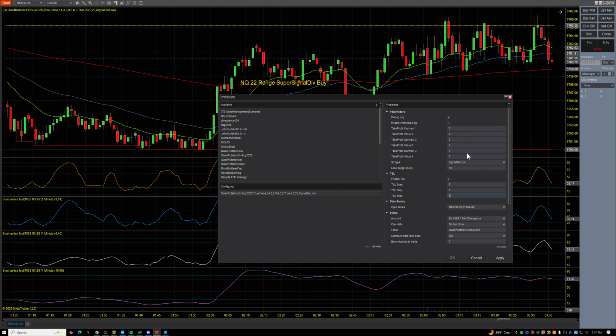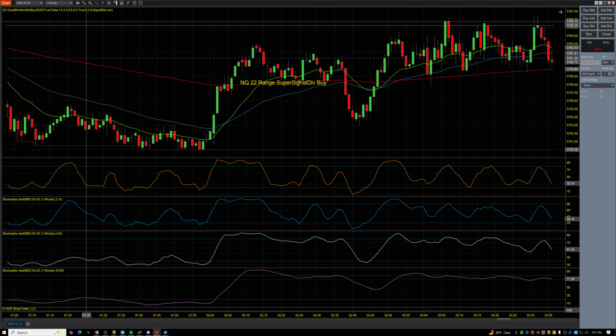And again, I said the 3 minute and the 5 minute are going to give you much bigger returns, and this is on the MES also, so it's also going to be much different on the NQ. I'll show you the NQ on this.